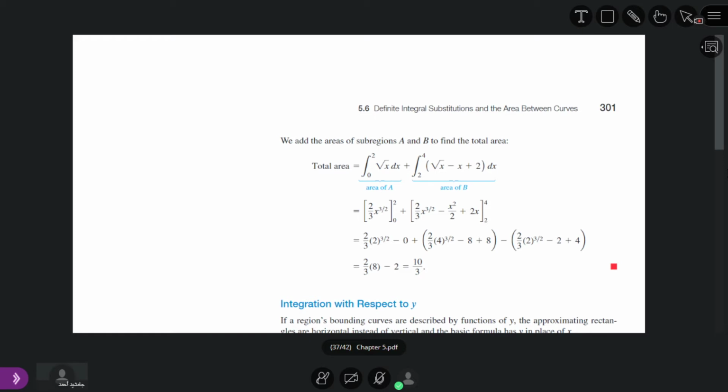We find the values of f of x and g of x on this interval. The function with the greater value we put first, and the function with the lesser value we put second. It means f of x is the greater function and g of x is the lesser function, so we take f of x minus g of x, and then we can integrate this.